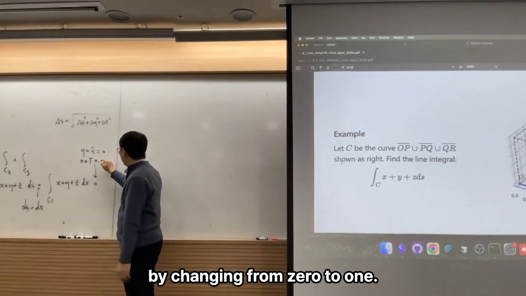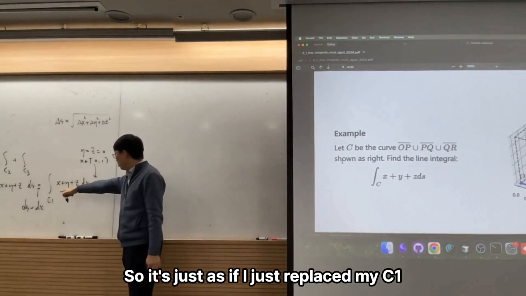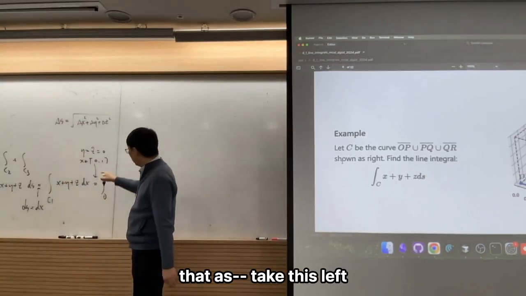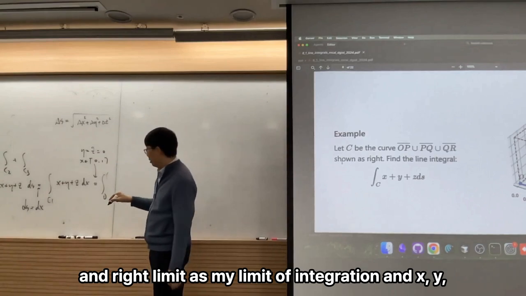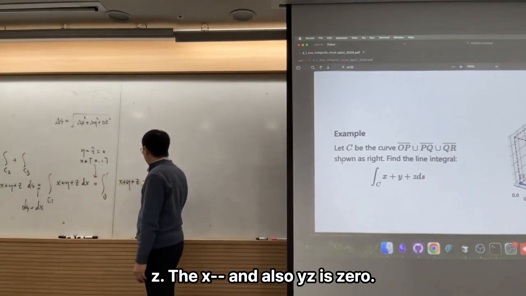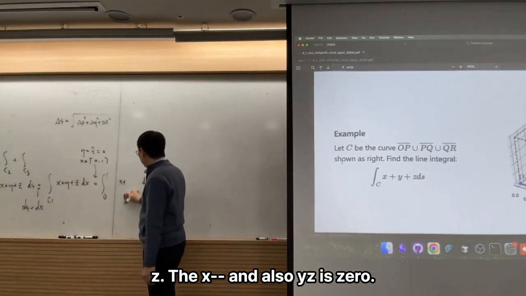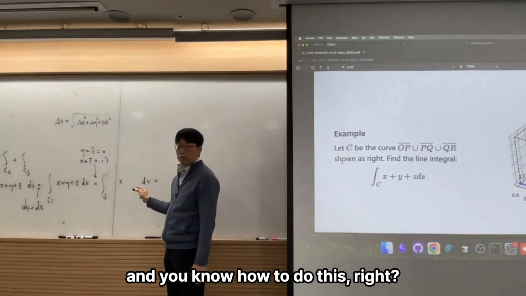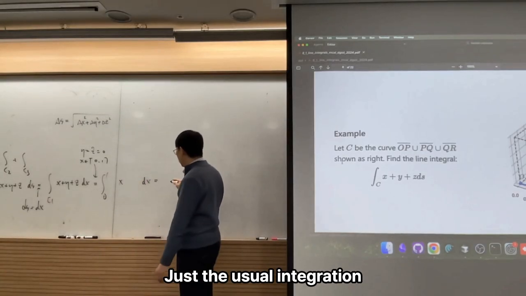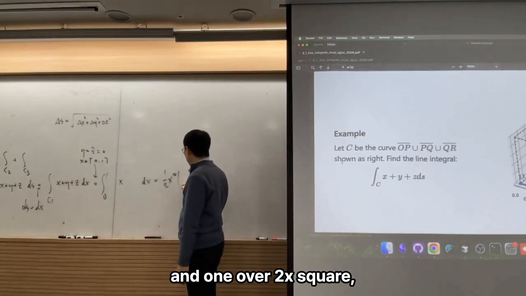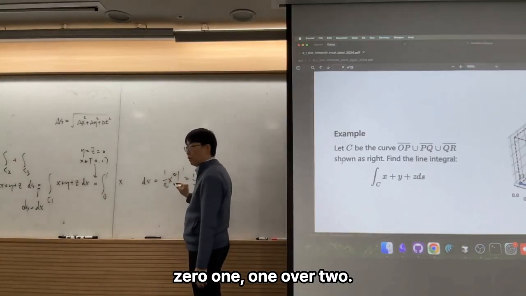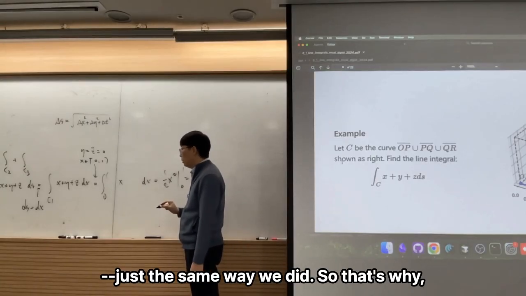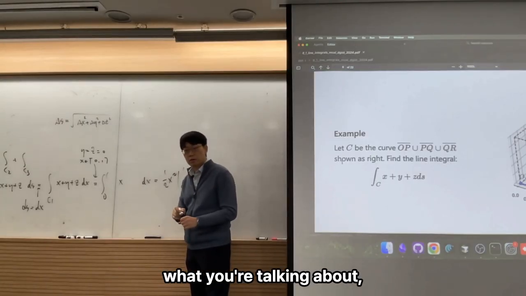So it's changing from 0 to 1. It's just as if I replace my C1 as an interval 0 to 1, and then take this left and right limit as my limit of integration, x, y, z, dx, and also yz is 0. I can just eliminate this. So basically it's integration of x. We know how to do this, right? Just the usual integration, 1 over 2 x squared from 0 to 1, which is 1 over 2. So integration on C1 is 1 over 2, and you can do this for C2 and C3 the same way we did. So that's why we can do this.